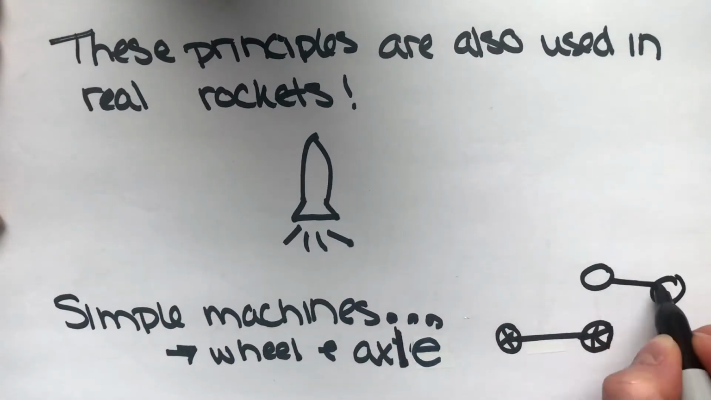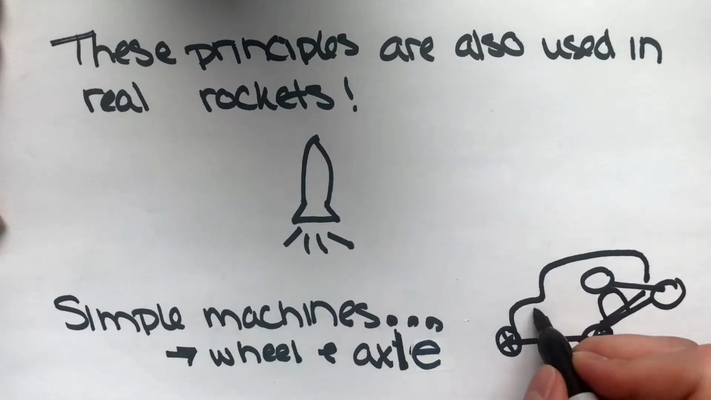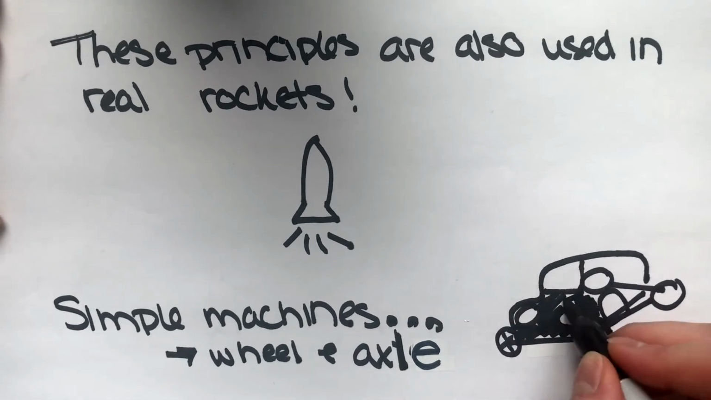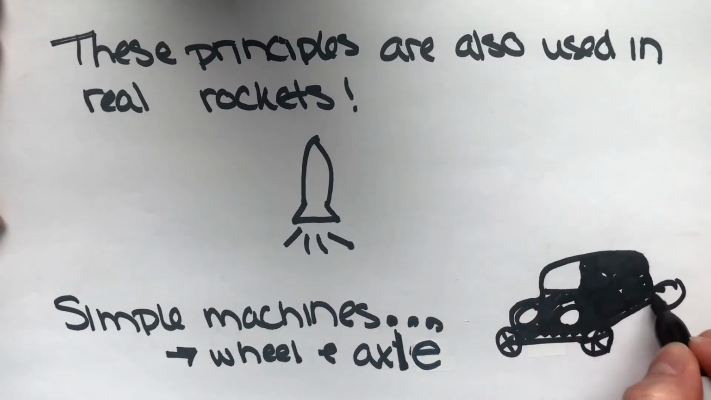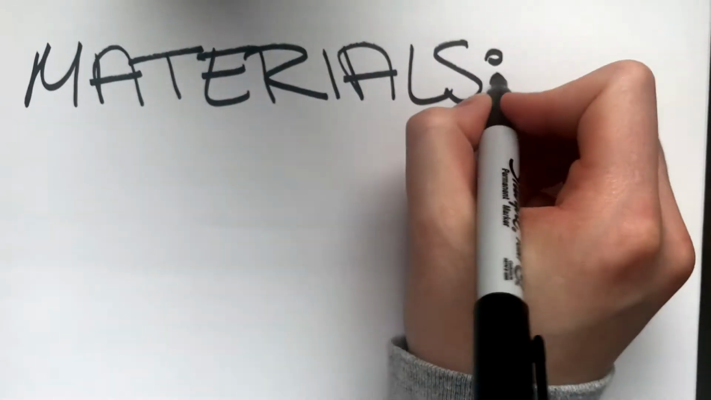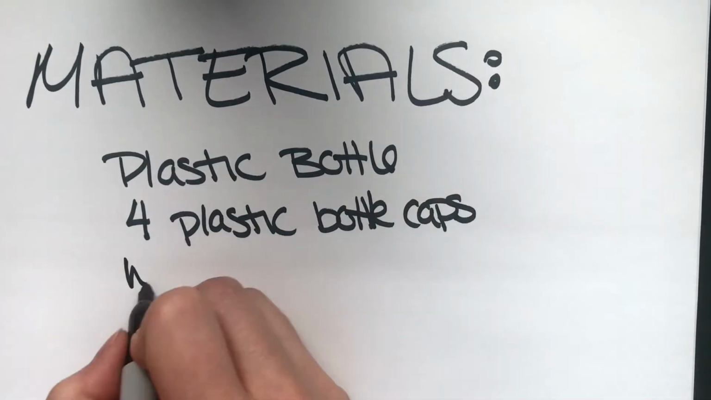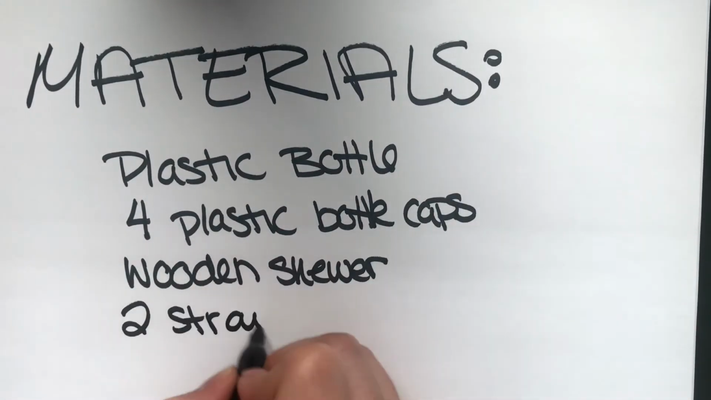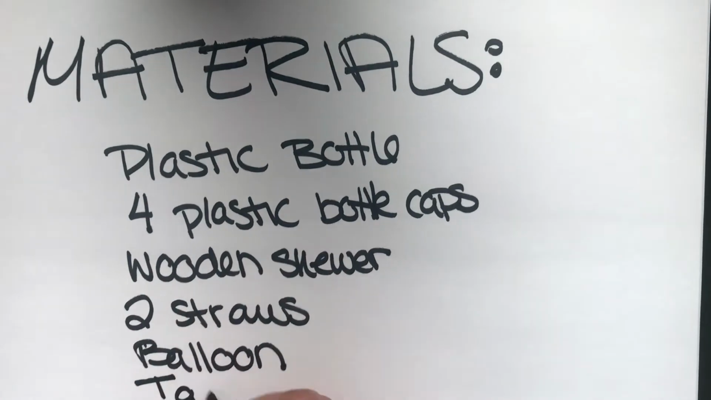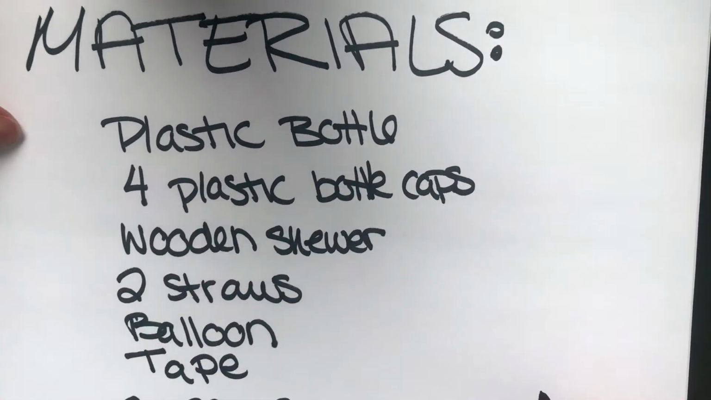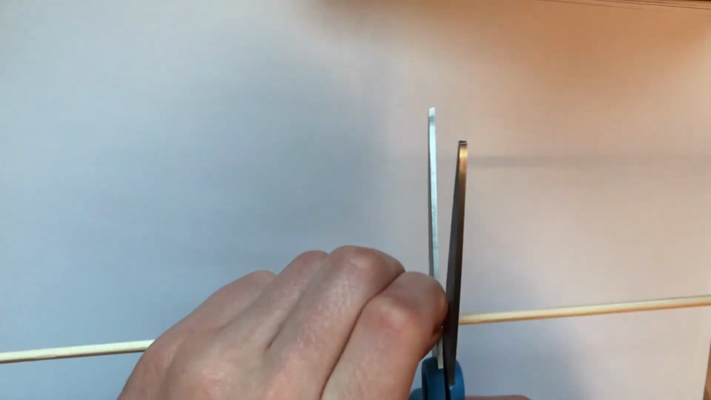The car also contains a simple machine, the wheel and axle. This invention has been around for so long we take it for granted, and many of us ride in wheeled vehicles every day. Now on to materials. For today's experiment, we need a plastic bottle, 4 plastic bottle caps, a wooden skewer, 2 straws, a balloon, tape, and scissors. Now take your wooden skewer, find the center, and cut it in half.